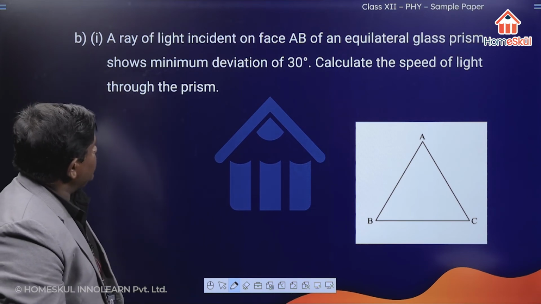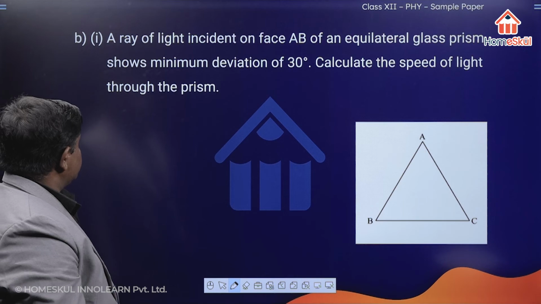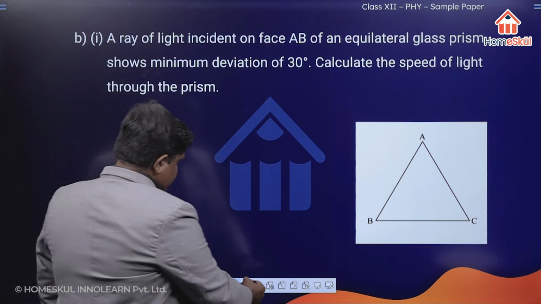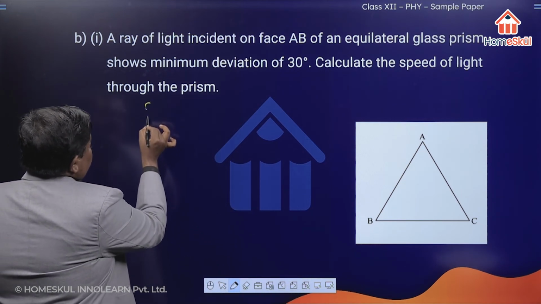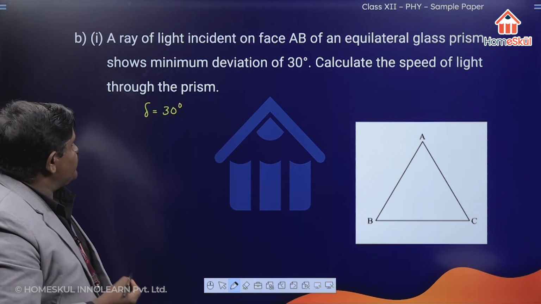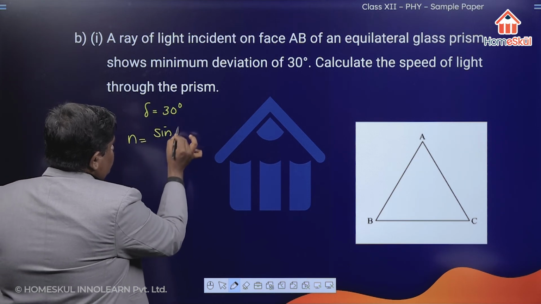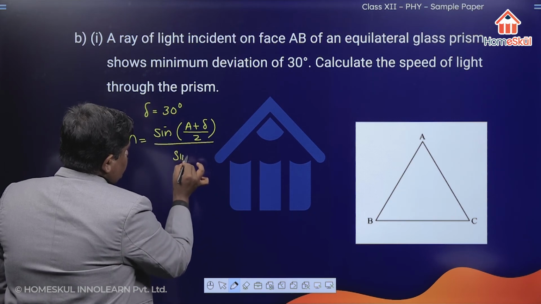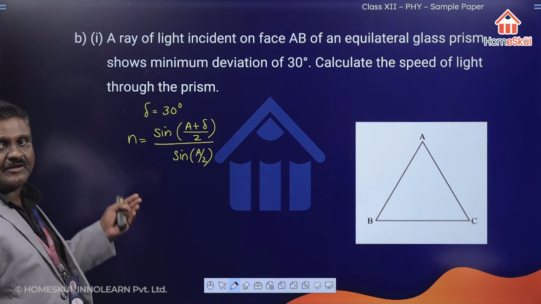A ray of light incident on the face AB of an equilateral glass prism shows minimum deviation of 30 degrees. Calculate the speed of light through the prism. Okay, for that, here they have given deviation delta equal to 30 degrees. Now we have to calculate the speed of light through the prism. For that, we are using the equation n equal to sine of (A plus delta) by 2 divided by sine A by 2. Okay, then we know that n equal to C by V.